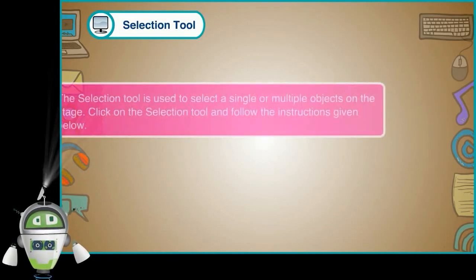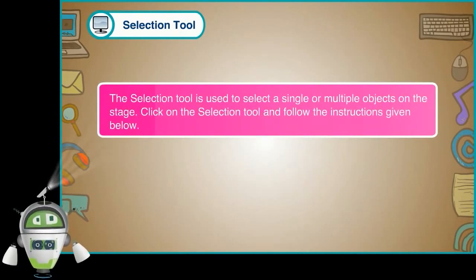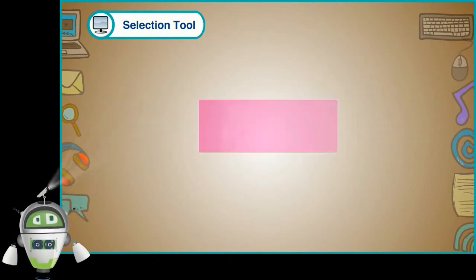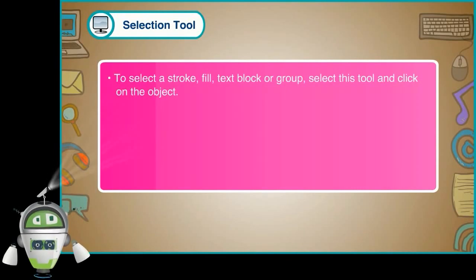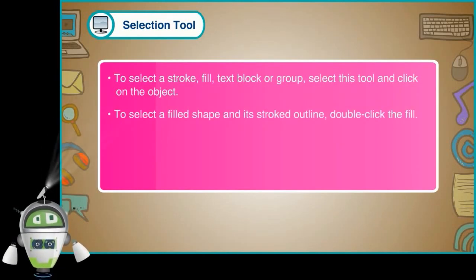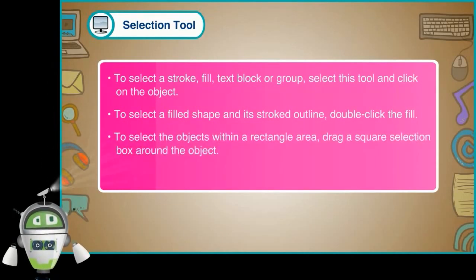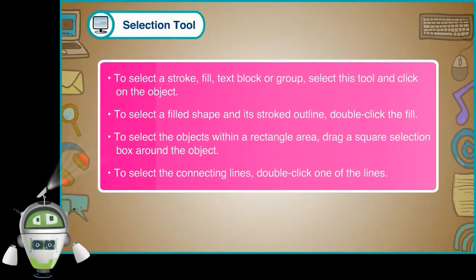Selection tool. The selection tool is used to select a single or multiple objects on the stage. Click on the selection tool and follow the instructions given below. To select a stroke, fill, text block or group, select this tool and click on the object. To select a filled shape and its stroked outline, double-click the fill. To select the objects within a rectangular area, drag a selection box around the object. To select the connecting lines, double-click one of the lines.